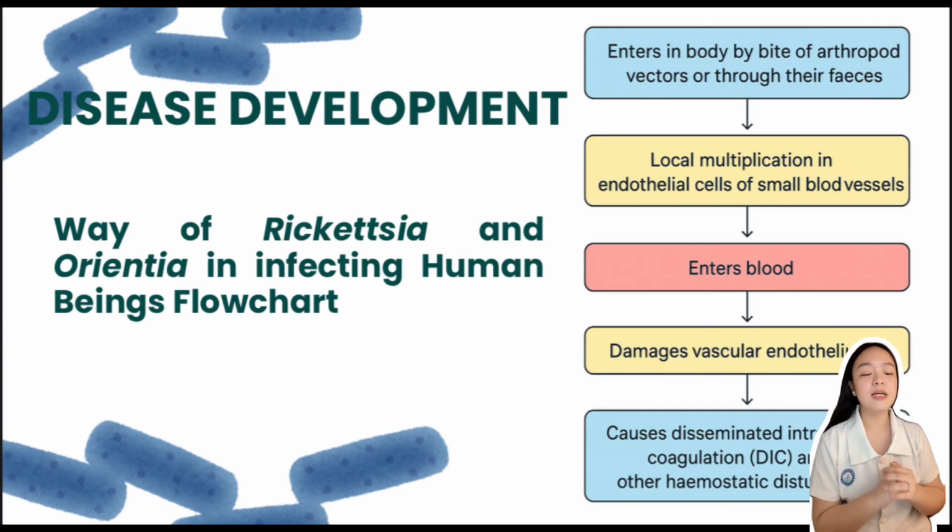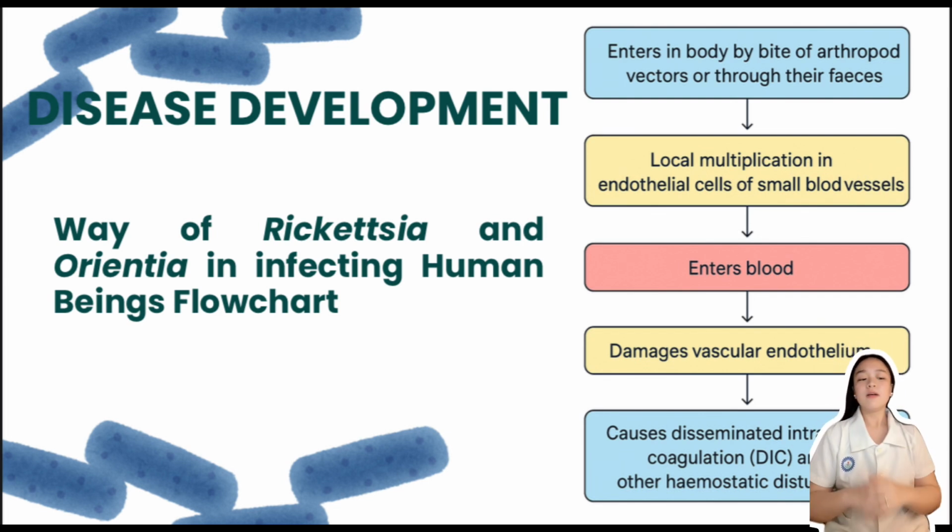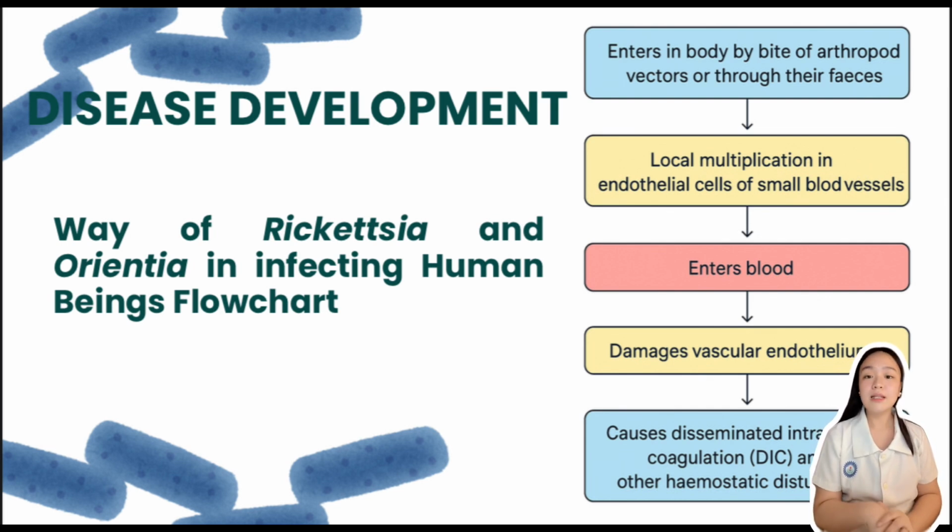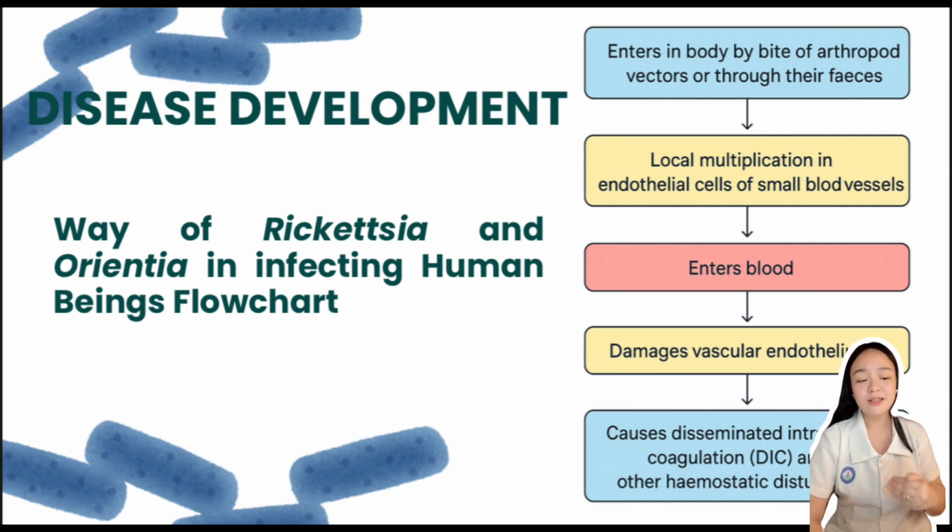Next, let's explain how the Rickettsiaceae and Orientia affect the human being. So, ito yung flowchart. So, first, it enters the body through kagat ng arthropods or pwede yung infected feces ng arthropods. Then, hindi sila agad kakalat sa loob ng body mo. So, ang gagawin nila is magtatago sila sa endothelial cells of small blood vessels. Tapos, dun sila mag-multiply. When they multiply na super enough na para kumalat, pupunta na sila sa blood. Then, dun na mag-i-start yung pag-spread nila in the body.